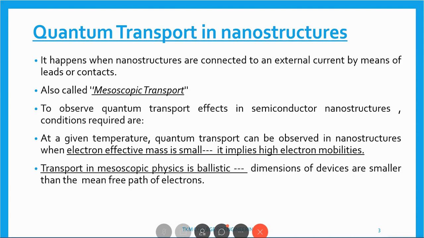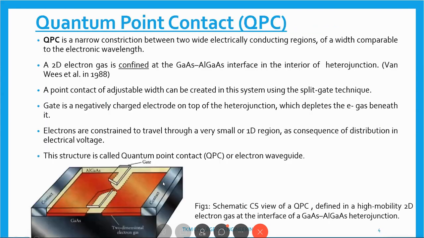Now, next we are going to discuss the quantum point contact, or QPC. By definition, a QPC is a narrow constriction between two wide electrically conducting regions, with a width comparable to the electronic wavelength. So what does that mean?